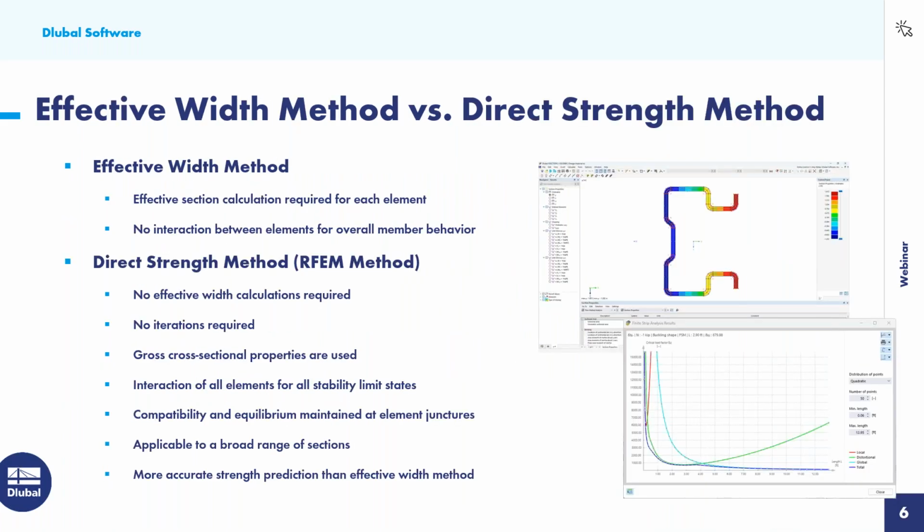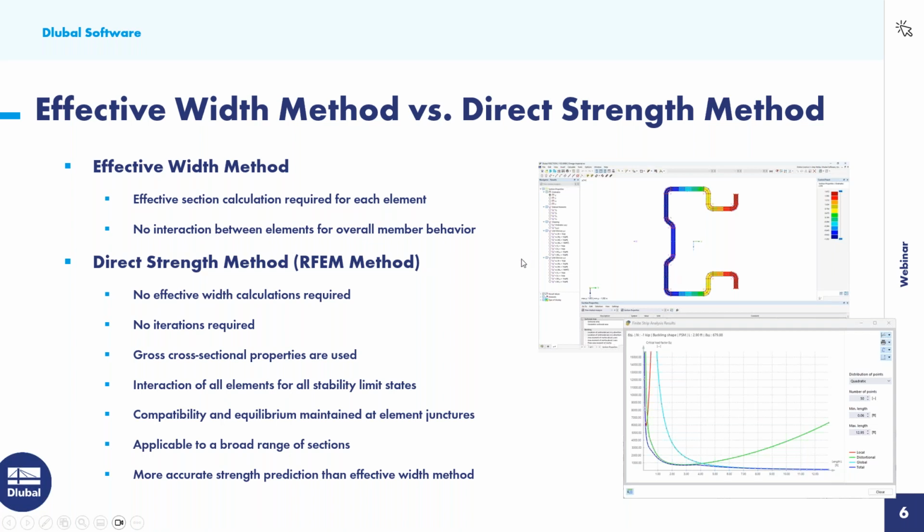So going to our next slide here, let us talk a little bit more about the effective width method versus the direct strength method, and maybe some advantages here that we have. So the effective width method essentially will consider each individual element here. So again, these elements are what comprises our cross section. And an effective section calculation is required for each one of these elements. And we really don't have any interaction between these elements for the overall member or section behavior.